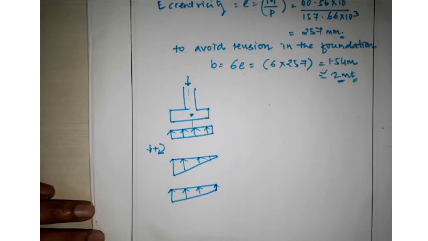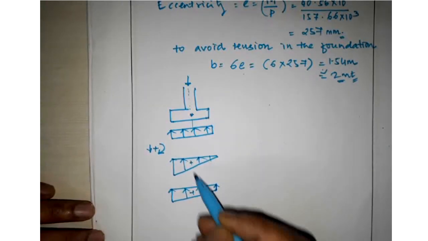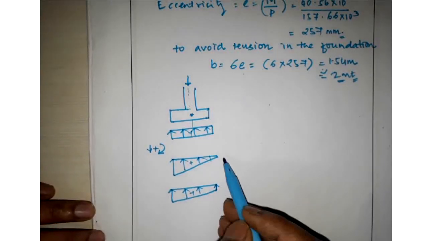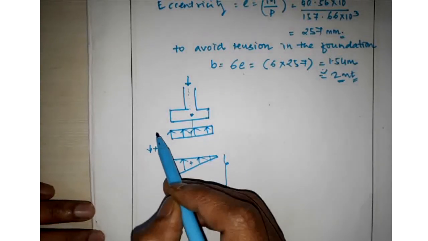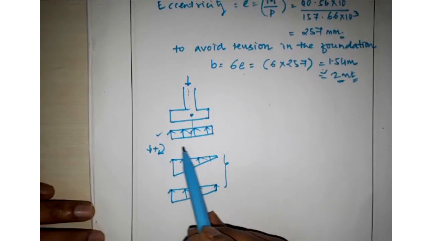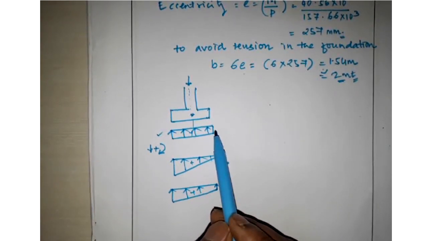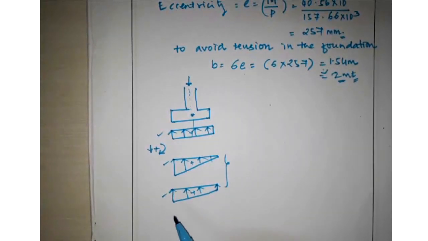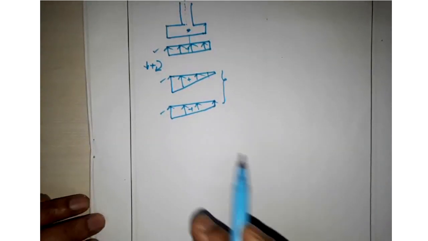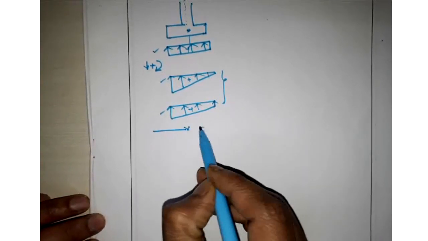Understood? These are all positive, meaning purely compression. Here we don't have any problem for design, meaning it is safe to carry the force, safe in sliding and also in overturning. These two cases are also safe for sliding as well as overturning. But one case, the tension, is very important to take care of.